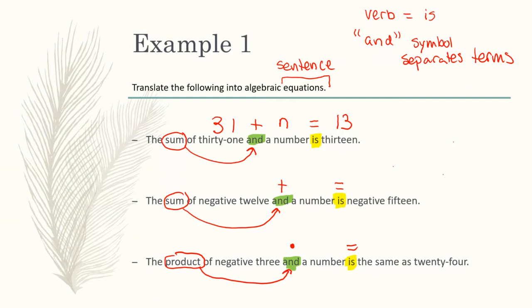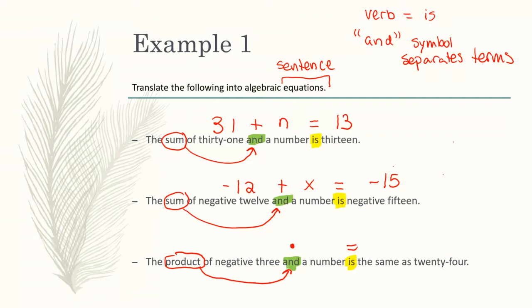Okay, second sentence. We've got our symbols, so now I have to fill in the blanks. To the left of the plus sign it says -12, so I'm going to fill in -12. Then to the right of the plus sign I have a number, so I'm going to use a variable. This time I'll use x just for variety. And then I have to fill in after the equal sign, and it says -15. So I'm going to write in -15.